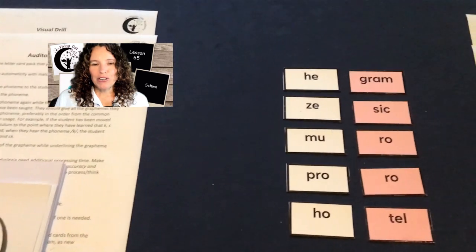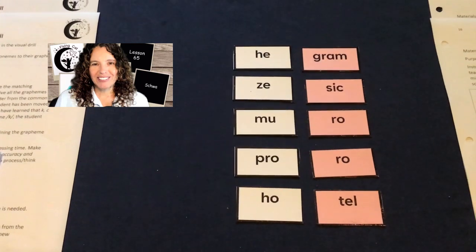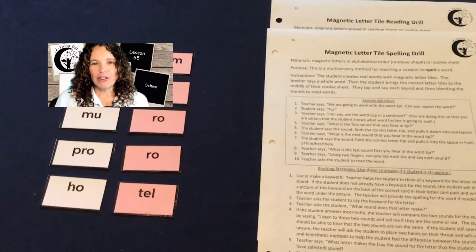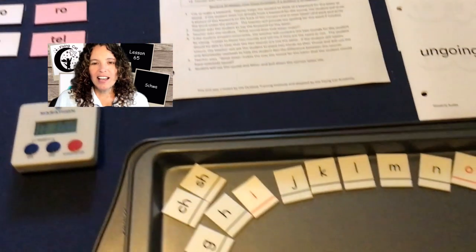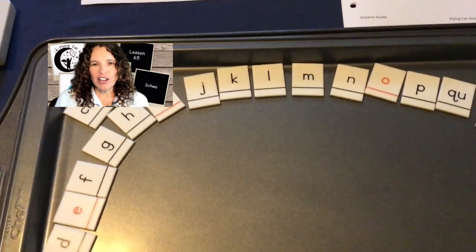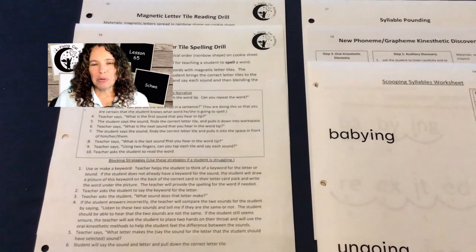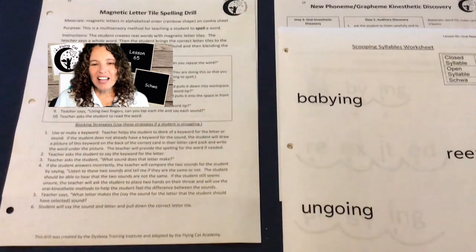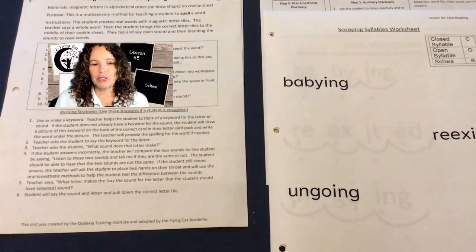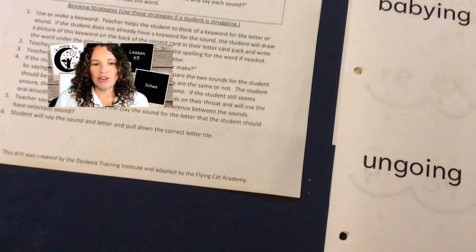For the syllable card drill, you'll have to have this one cut out in advance and ready to go on the table. You'll need the magnetic letter tile drills for reading and spelling. You'll need the teacher instruction sheets and the cookie sheet with the magnetic letter tiles spread in a rainbow shape. You'll need the syllable pounding instruction sheet, the new phoneme grapheme kinesthetic discovery sheet, and the sheets for the lesson, which include the scooping syllables worksheet, and I've got the answer key there for the teacher as well.